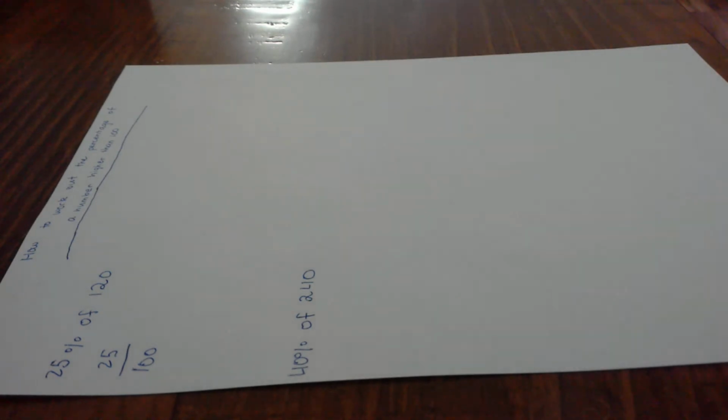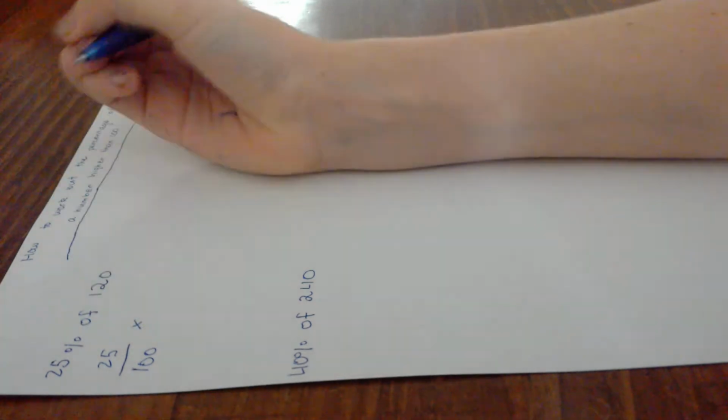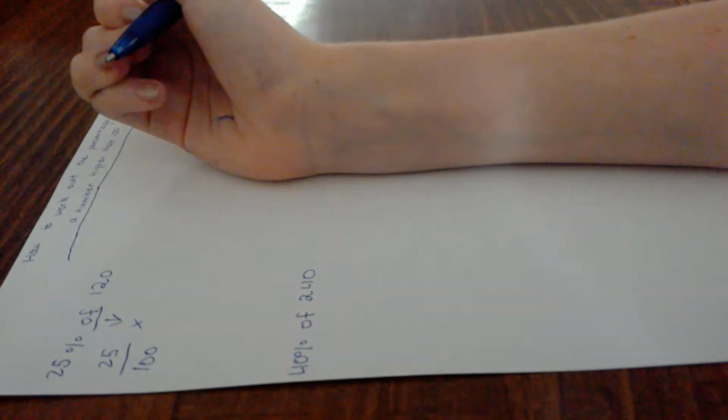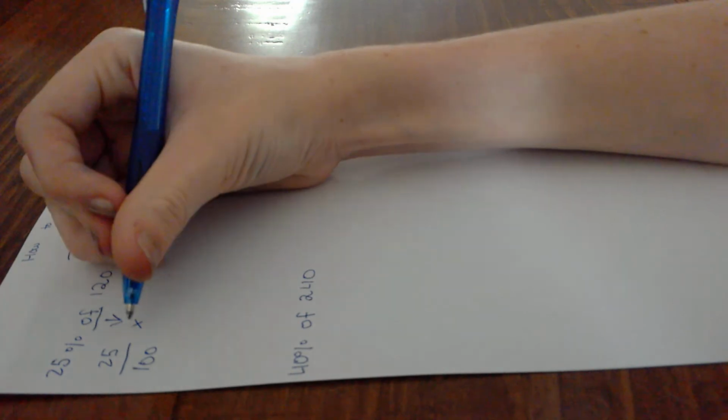So we're going to say that 25 100ths is our fraction for 25%, because we know that percentage is always out of 100. And we're going to say times, because of means times. That's something you can remember: times means of, and of means times. So that would be 25 hundredths times 120, or as a fraction, 120 over 1.